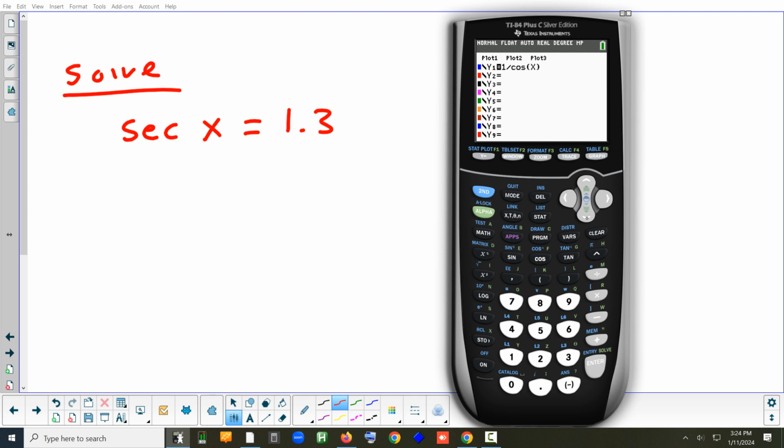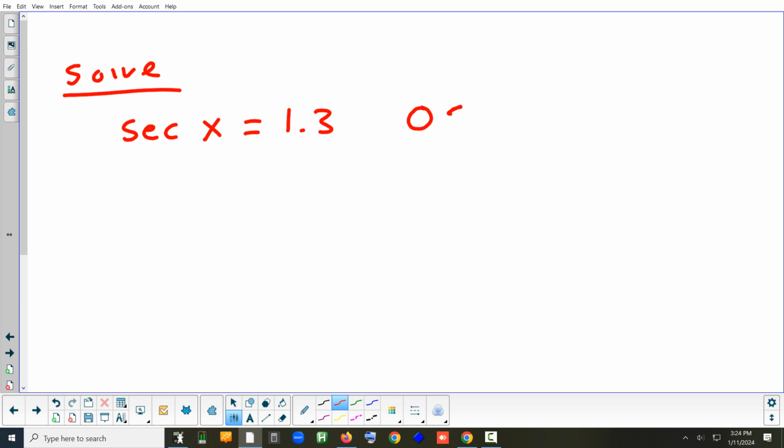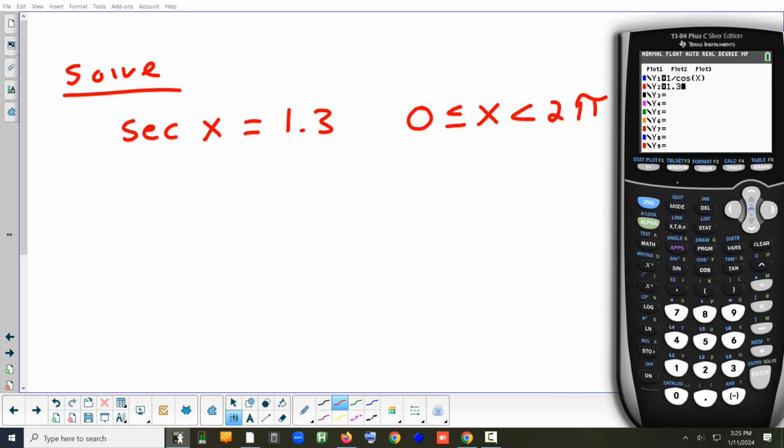And Jake, what would we put in y2? 1.3. Oh, wait, what did you say? 1.3. Oh, I just said y3. Yeah, no, 1.3. Yep. Okay, so we got that. And what they're usually going to do is they're going to give you a window. They're going to tell you to find all the answers between two numbers. Let's say that I said to find all answers between 0 and 2 pi. So what does that mean I should do on the calculator? Put it in radians. Yeah, definitely want to be in radians because they gave me 2 pi.